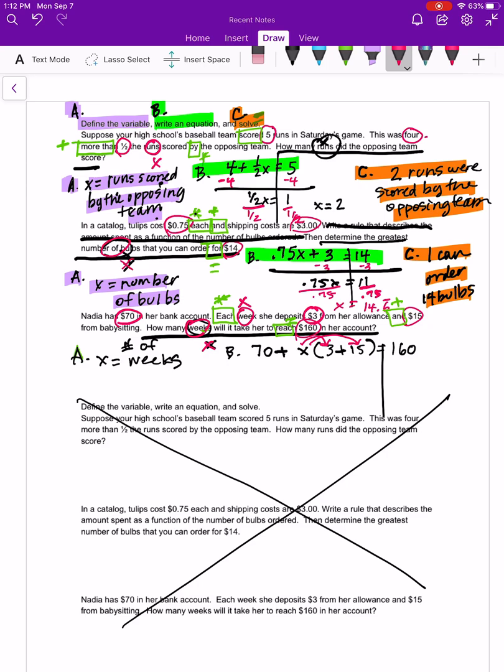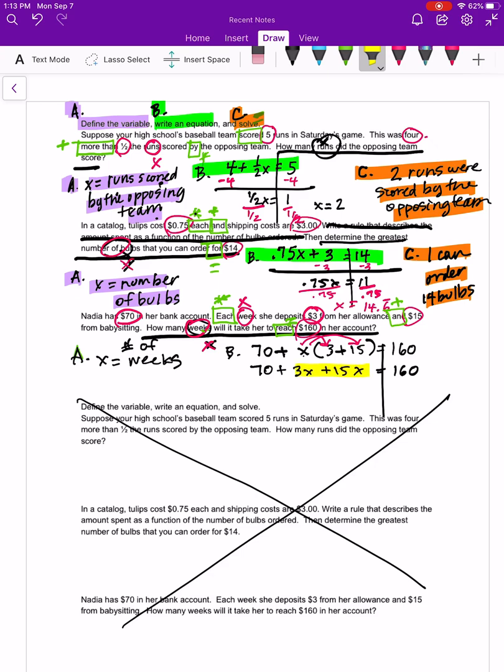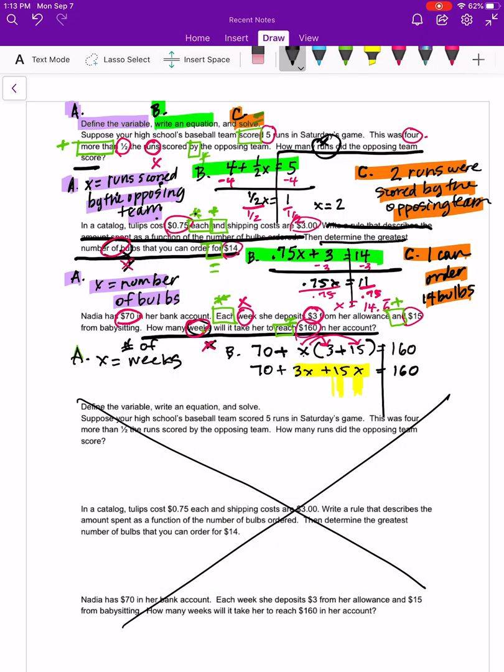All right, so we have 70 plus 3 times x, or x times 3, which would be 3x, x times 15, which would be 15x, equals 160. Or you could add those two numbers together because they're both numbers and get 18 and then multiply by x. Either way would be fine. But you're going to notice if we combine like terms, so if I go ahead and combine like terms right here, I can add those together, 3x plus 15x, which would be 18x. So we'll make this 18x equals 160.